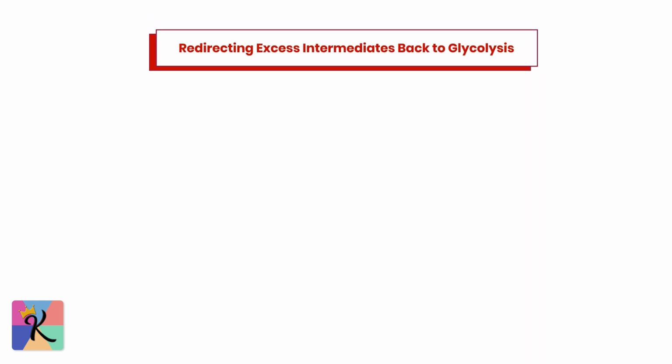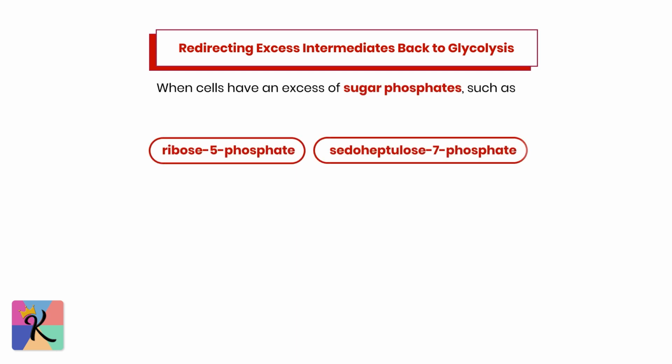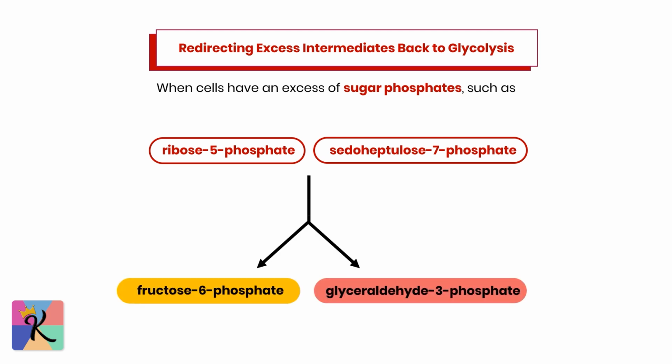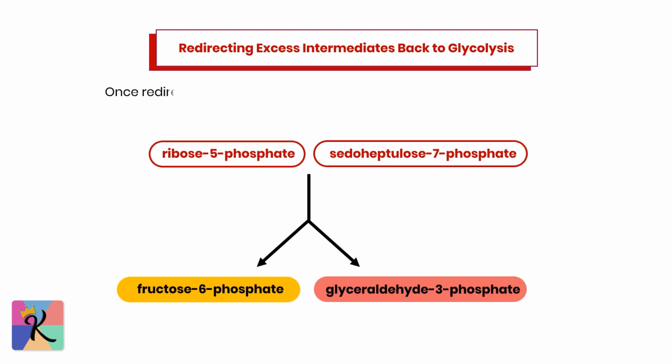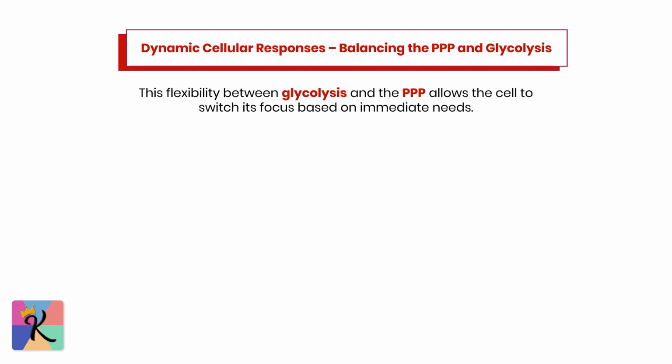This metabolic flow is not one-way traffic. When cells have an excess of sugar phosphates, such as ribose 5-phosphate or sedoheptulose 7-phosphate from the PPP, they can be converted back into fructose 6-phosphate and glyceraldehyde 3-phosphate. Once redirected, these intermediates can re-enter glycolysis, helping the cell focus on ATP production and energy generation when needed. This flexibility between glycolysis and the PPP allows the cell to switch its focus based on immediate needs.